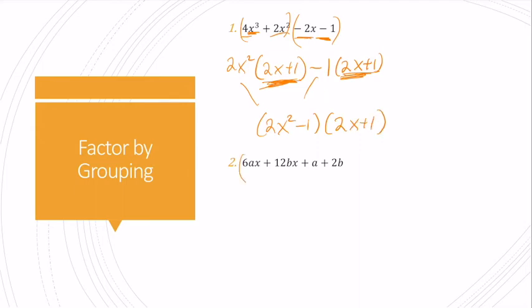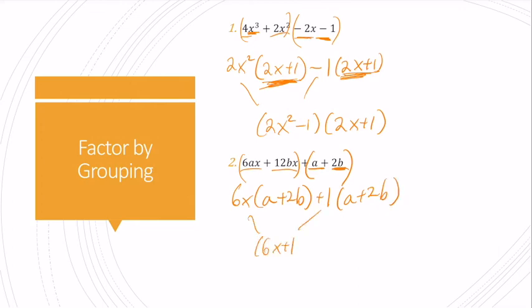Last but not least, we put in our grouping symbols. 6ax plus 12bx, the greatest common factor of that's going to be 6x. That leaves me times a plus 2b. The greatest common factor of a and 2b is a positive 1, right? That's the only factor they have in common. I'm still going to pull that factor out. So I have 6x plus 1 times a plus 2b. And it's important for us to take that 1 out. Otherwise, if we were to FOIL this, we wouldn't get the correct answer.